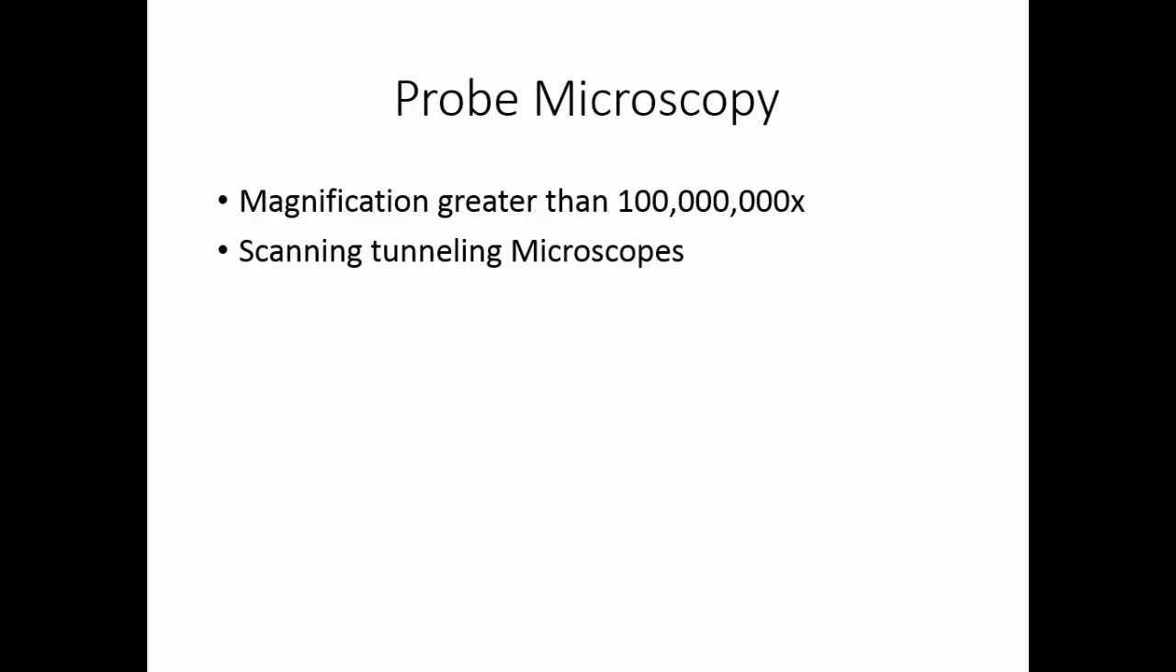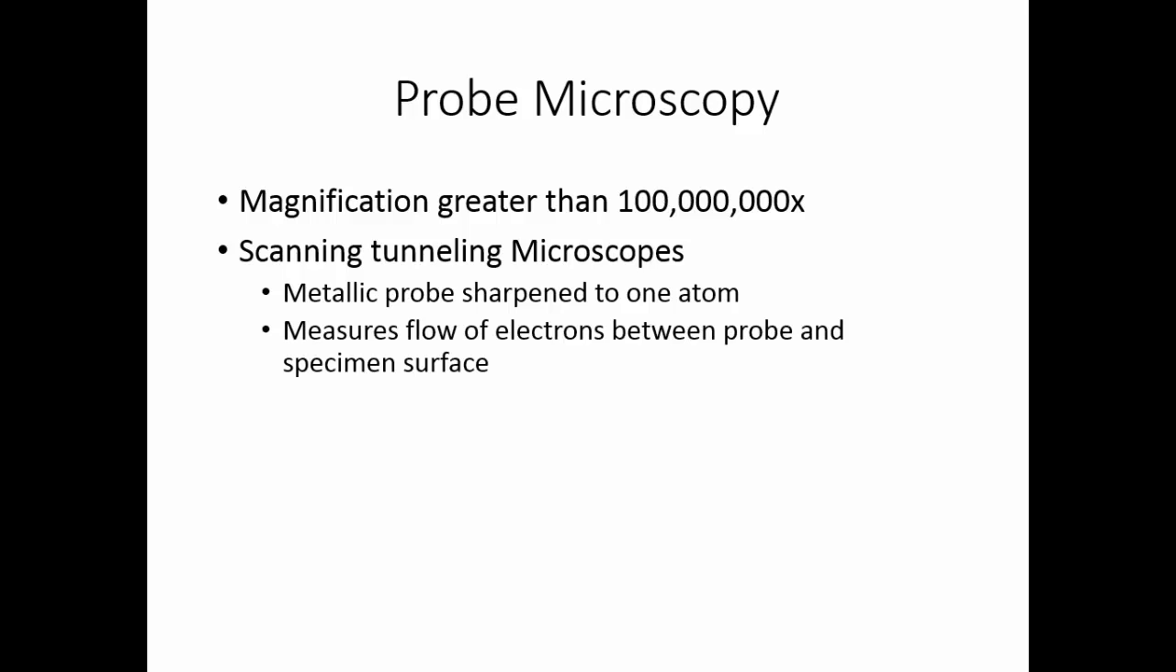One is the scanning tunneling microscope, and this has a metallic probe that has been sharpened to 1 atom. The tip of that probe is 1 atom. This will travel close to the surface of whatever you're looking at, and it will measure the flow of electrons between the probe and the specimen surface. This is a little bit like sonar, where we determine how long it took the electron to travel between the two, and we can kind of map the surface of something. Now, the specimen has to be electronically conductive for this to work.